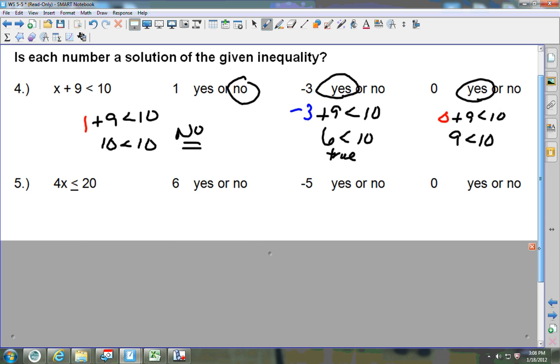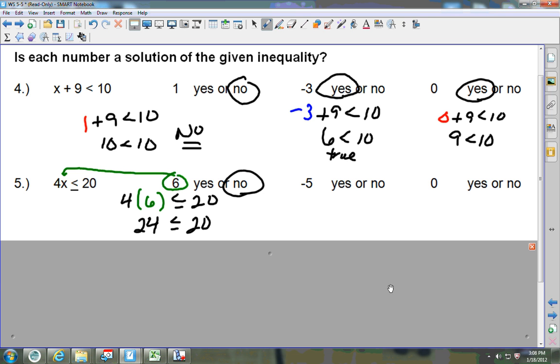Try the next one. See if you can figure this one out. Pause the video and come back and see how you did. This says 4 times x. So you're going to put this 6 in here for x and see if it works. So I have 4 times 6 less than or equal to 20. Well, is 24 less than or equal to 20? No, it is not. Your answer is no.